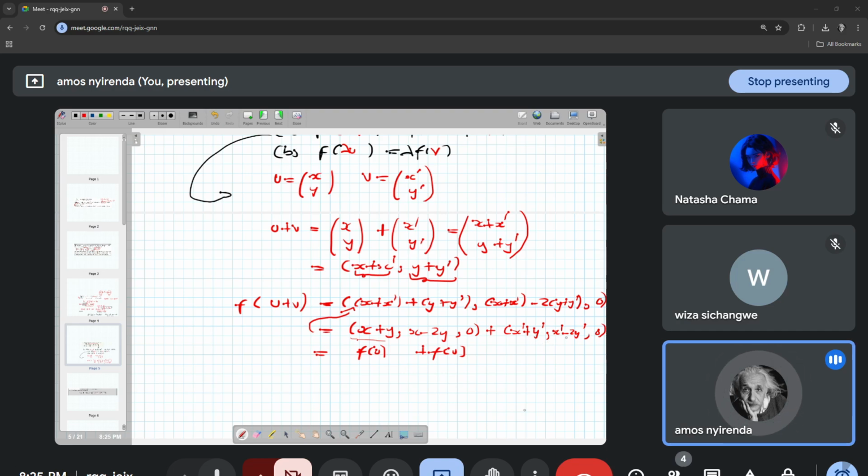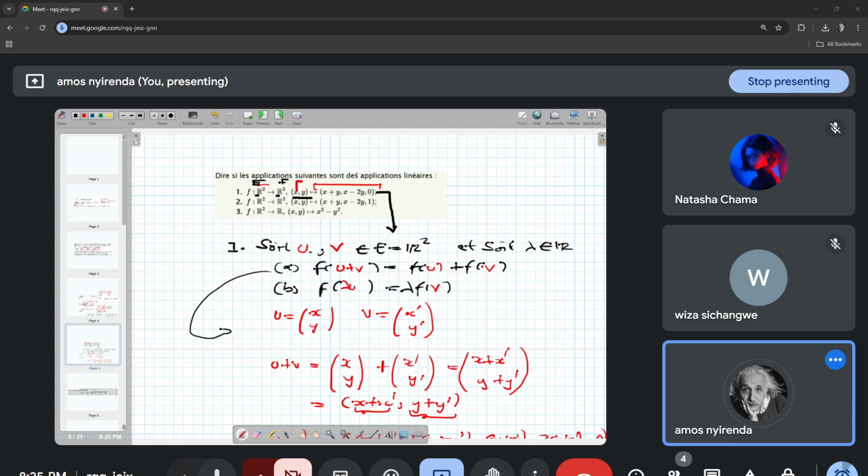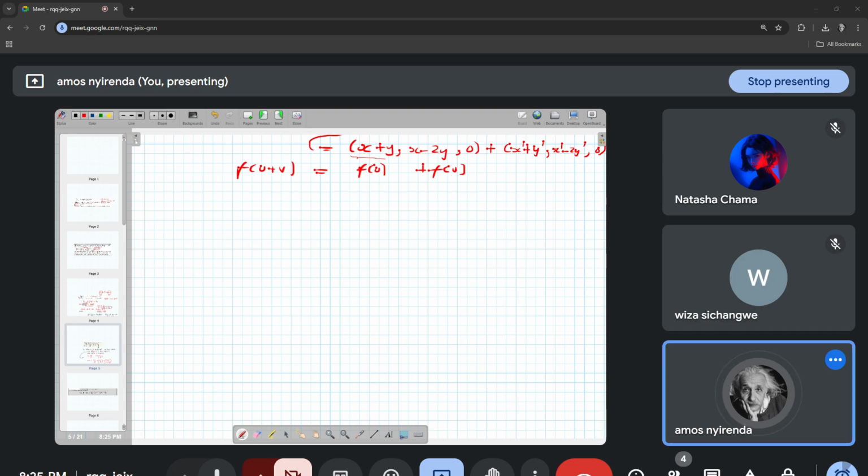So here we've shown that actually this first property is true, quel que soit u and v, because our choice of u and v in E is arbitrary. So f of u plus v is equal to f of u plus f of v. So the first property has been verified. Now let's look at the second property. So de même.